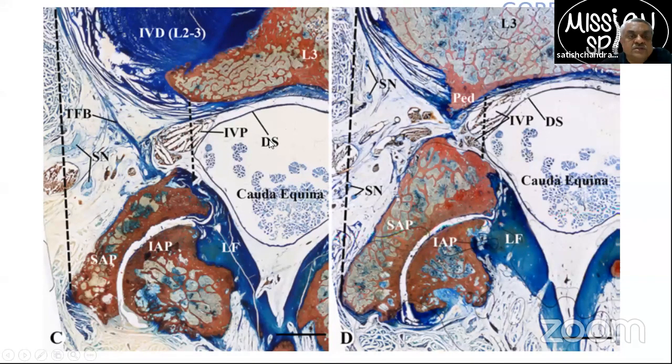Then you have the dural sac. You have the spinal root here. This is the IAP. This is the SAP. The blue thing is the ligamentum flavum. And you will find as you go low down, the ligamentum flavum will recede. It will not be coming right up to the foramen or the roof of the foramen. And this is the way it is in the lower part of the foramen.